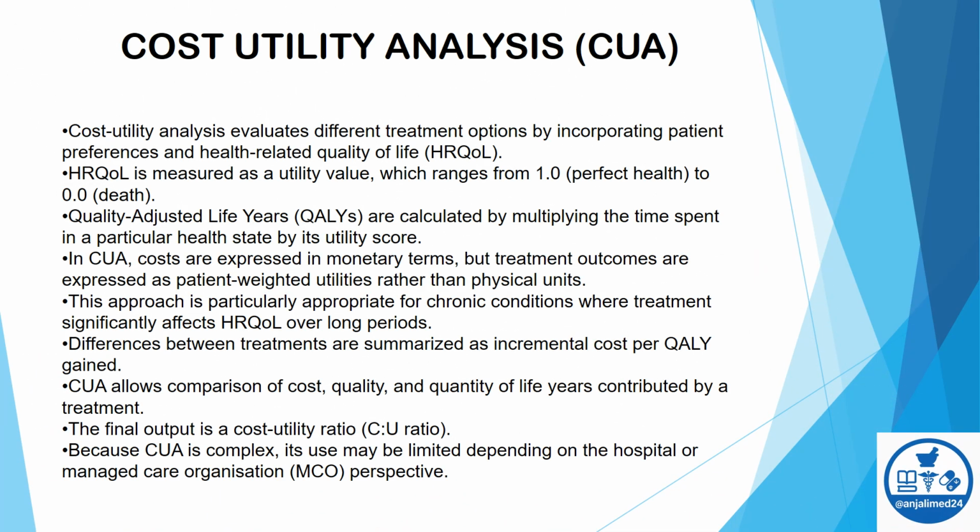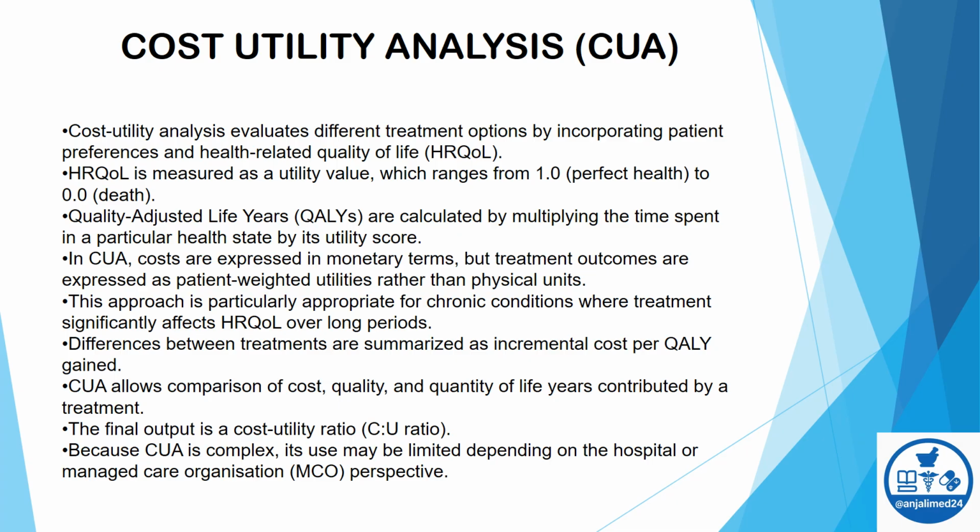Cost-utility analysis. Cost-utility analysis is a powerful method for comparing treatment options when both quality of life and patient preferences matter. In this approach, health outcomes are described using utility values, where perfect health is assigned a score of 1 and death is 0. To make decisions meaningful, we convert these utilities into QALYs, quality-adjusted life years, by multiplying the time a patient spends in a particular health state with its utility score. Costs are measured in money, but benefits are measured as improvements in quality and quantity of life.